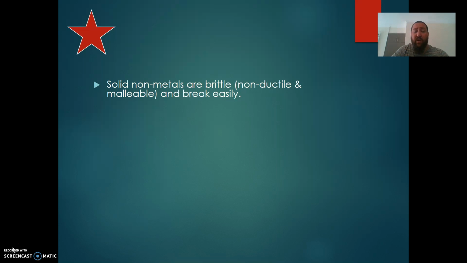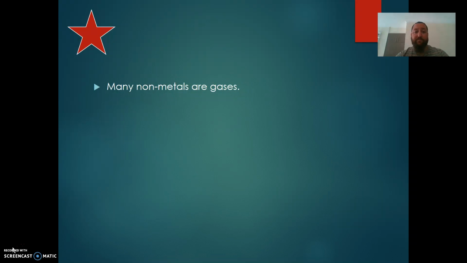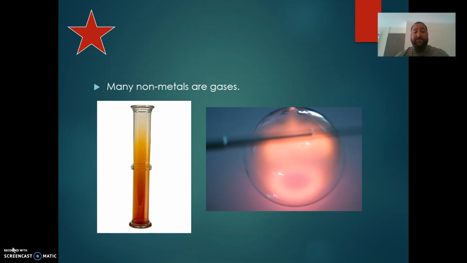But often it's because non-metals are actually very brittle. If they are solid and you try to bend them or stretch them, they will snap, they will crumble and fall apart rather than bend. As mentioned, many of the non-metals are actually gases. Here we have some bromine and some neon.